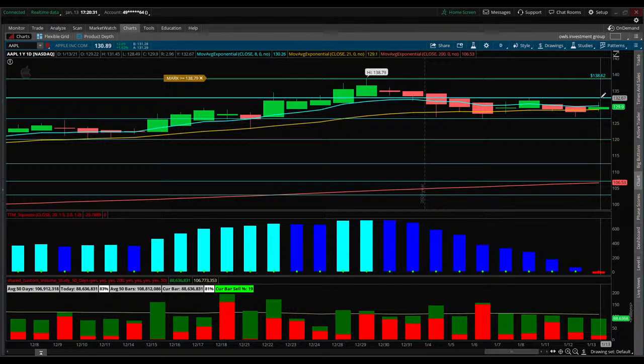And then right there at that green candle, it hit the resistance and came back down because it's consolidating. Exactly. Okay, perfect. Thank you so much.